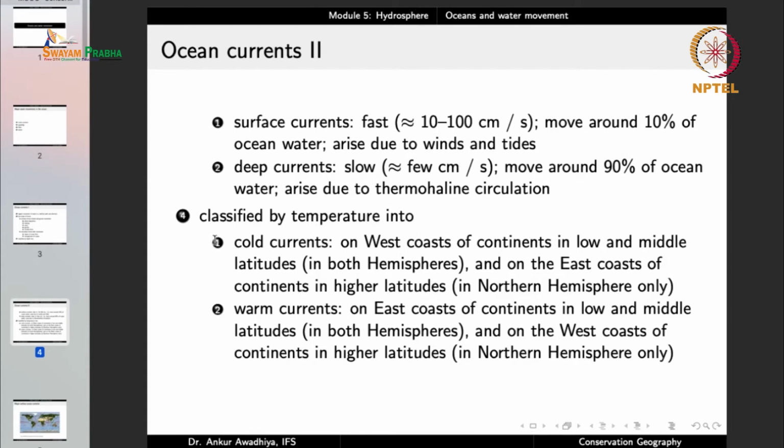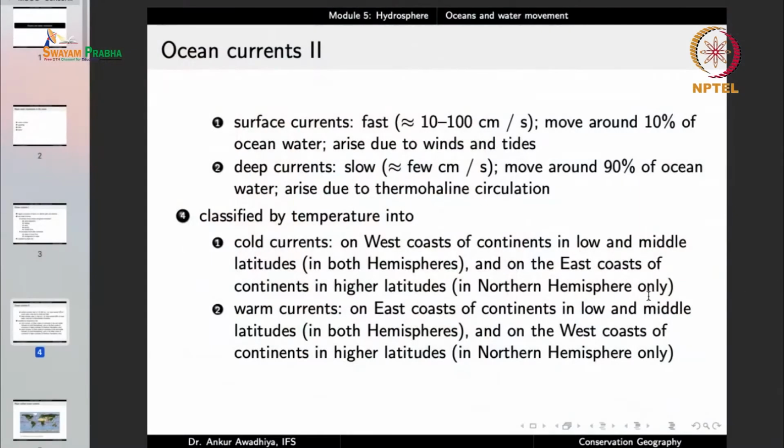Now, depending on temperature, we can have cold currents and we can have warm currents. Cold currents are typically on the west coast of continents, in low and middle latitudes in both the hemispheres, and on the east coast of continents in the higher latitudes in the northern hemisphere. Now, when we talk about these west coast and east coast, this is occurring because of the Coriolis forces that change the direction of these currents.